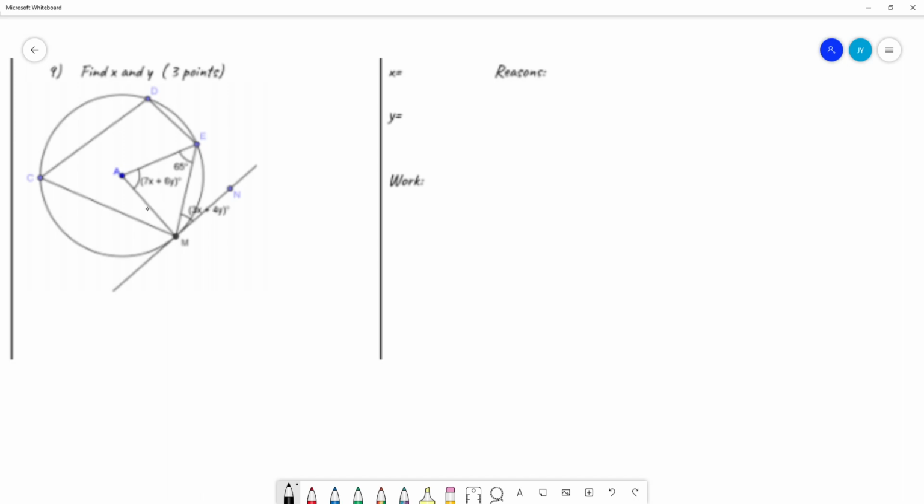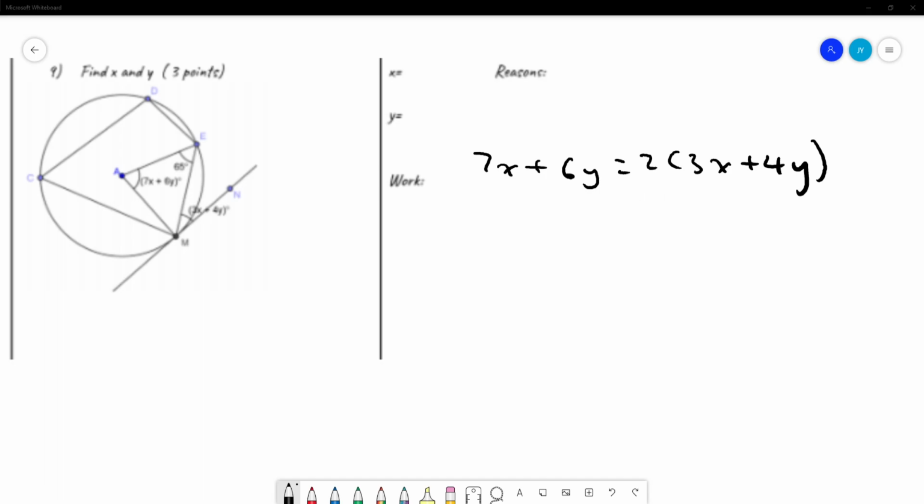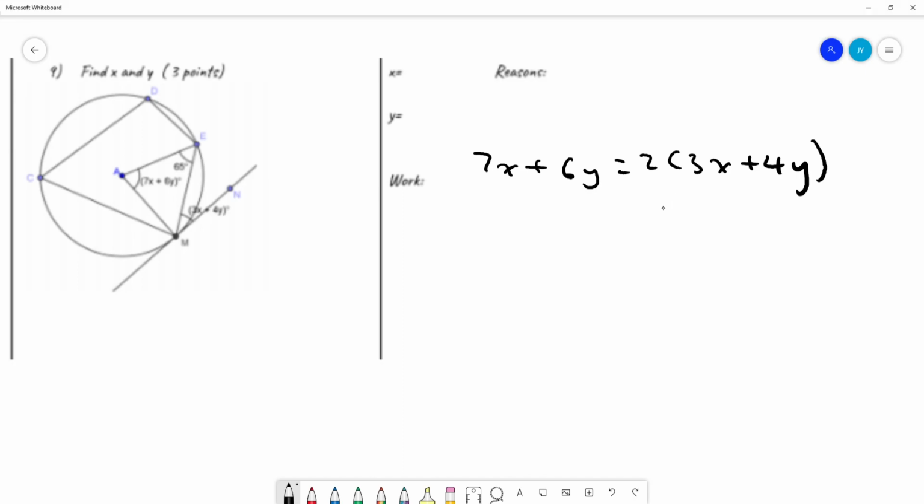Knowing those 2 bits of information, we can set up an equation. So we can do 7x plus 6y is equal to 2 times 3x plus 4y. The reason it's 2 times is because, remember, of that theorem, this will be half of this arc. However, if you look at this, even if you solve this, you would be left with an x and y variable, which you can't solve for without another equation, which is a system of equations. And that is how you're going to solve this problem.